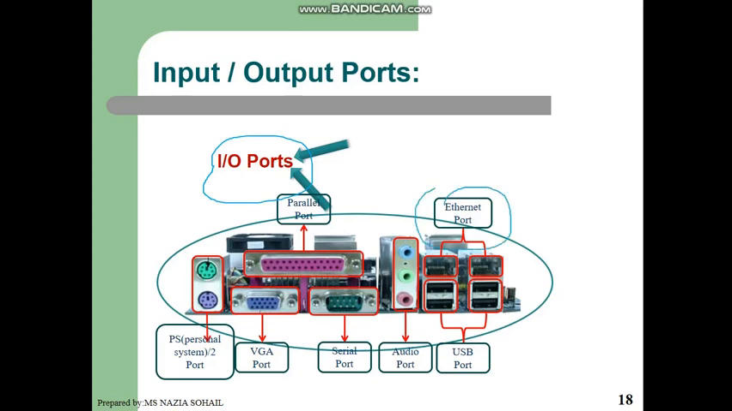And what is this? The IO port, which you use for speakers, mic and other audio and video. This is the serial port, you may use it for the mouse. These are the USB ports, where you may insert a USB, universal serial bus. And this is the VGA port, video graphics adapter, and that is the personal system port.